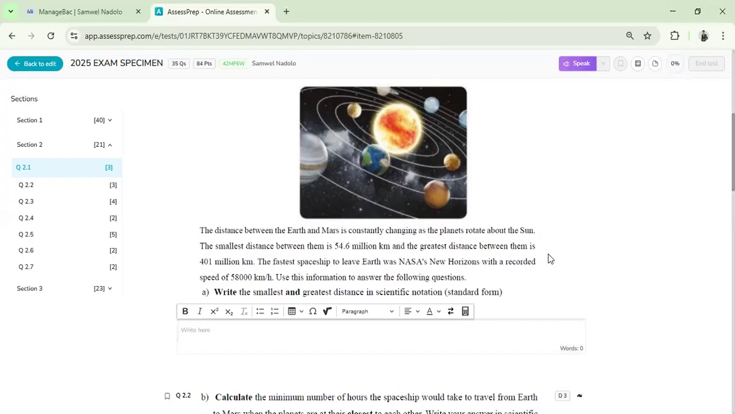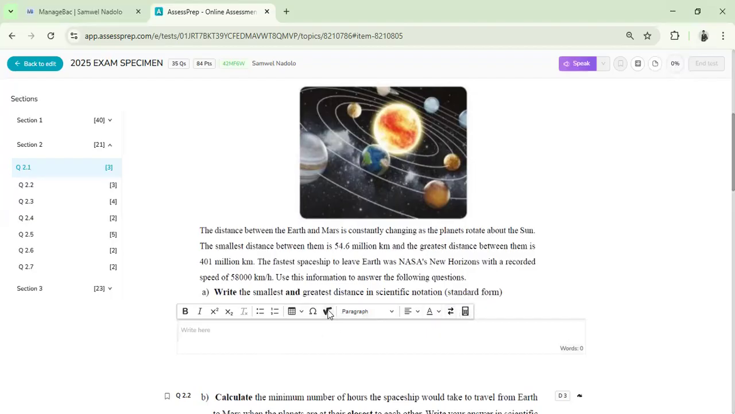The fastest spaceship to leave Earth was NASA's New Horizons with a recorded speed of 58,000 kilometers per hour. Use this information to answer the following questions. Part A, write the smallest and greatest distance in scientific notation.